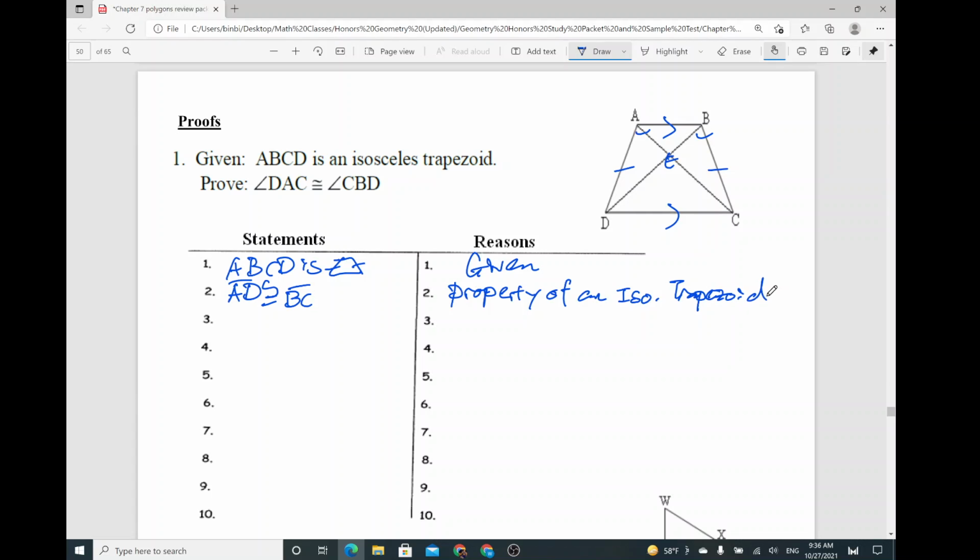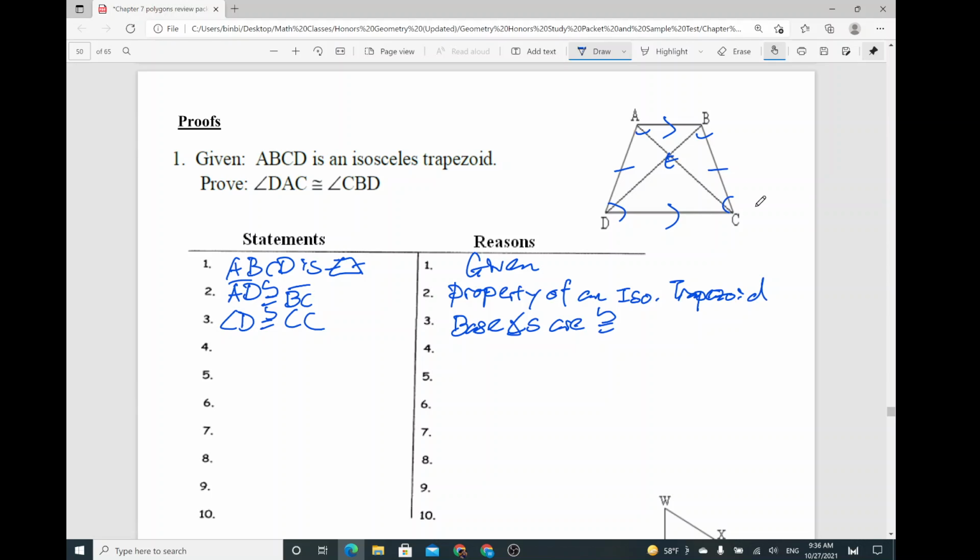Okay, so another thing that you want to state here, the base angle. So angle D is congruent to angle C, and also the properties of a trapezoid: base angles are congruent of an isosceles trapezoid. So we got this.